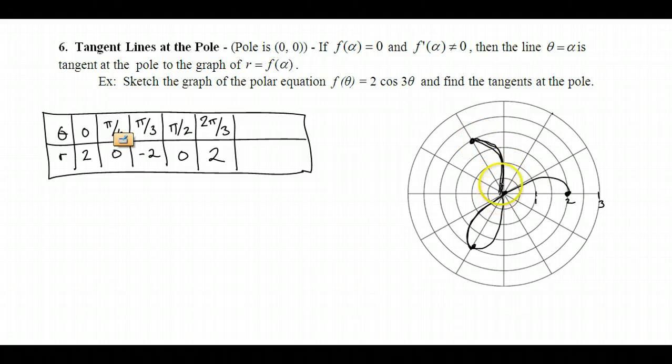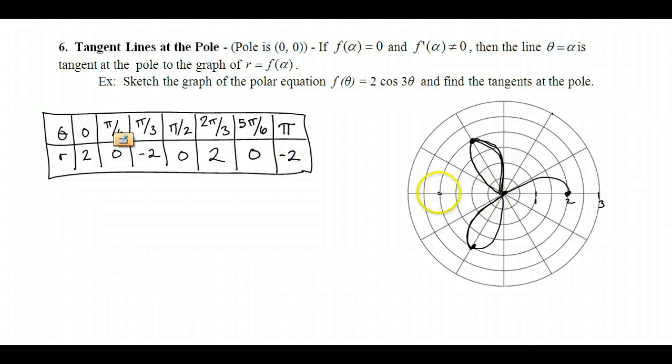And then the next point that I'd evaluate would be 5 pi over 6. 3 times 5 pi over 6 will give me whatever it is. Cosine of that is 0 times 2 is 0. So I know here's my 5 pi over 6. There is that portion of the petal. And then the last thing that I do want to evaluate would be pi. Cosine of 3 pi would be -1 times 2 will give me -2.